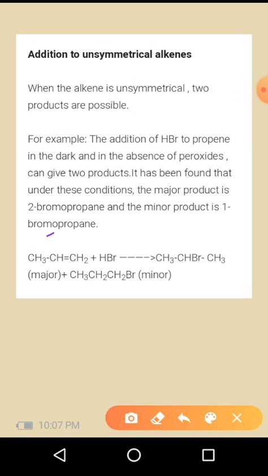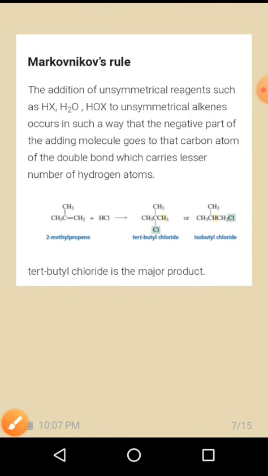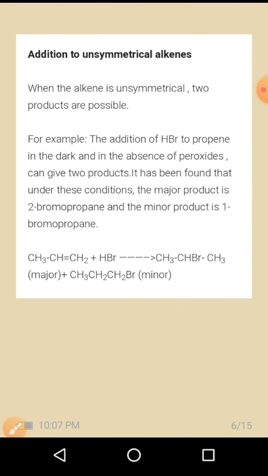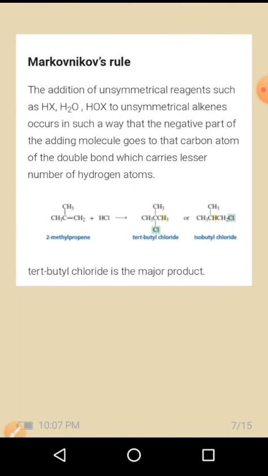Here is the reaction: CH3-CH=CH2 with HBr. It will form CH3-CHBr-CH3, that is the major product, and CH3-CH2-CH2Br, that one becomes the minor product. This major and minor product formation follows the Markovnikov rule. According to this rule, the addition of unsymmetrical reagents such as HX, H2O, HOX to unsymmetrical alkenes occurs in such a way that the negative part of the adding molecule goes to the carbon atom of the double bond which carries the lesser number of hydrogen atoms.